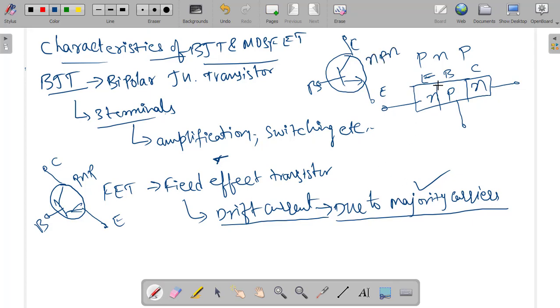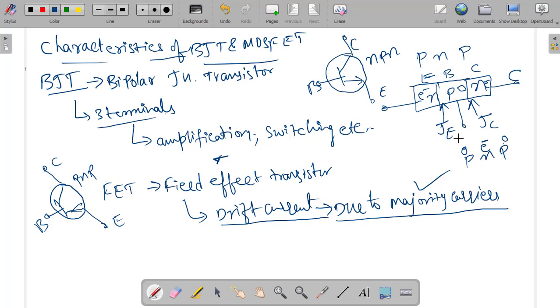The junction that exists between emitter and base is called the emitter junction, and the junction that exists between base and collector is called the collector junction. In NPN, here the majority carriers will be electrons, here electrons, and here holes. Whereas if you take PNP transistor, here the majority carriers will be holes, here electrons, and here holes.